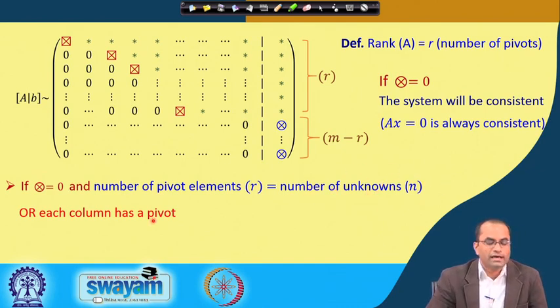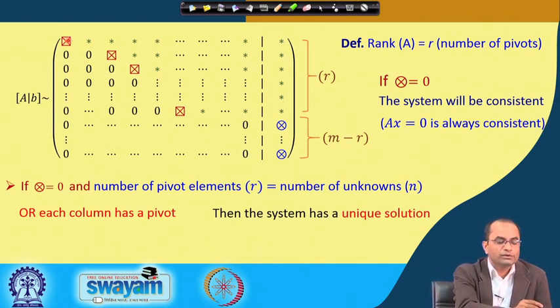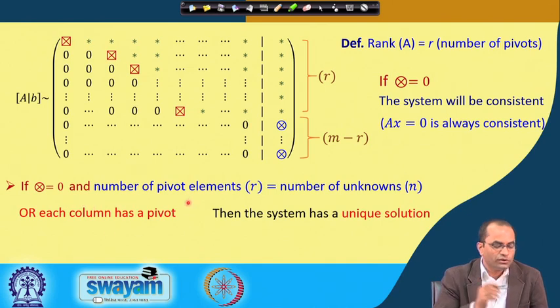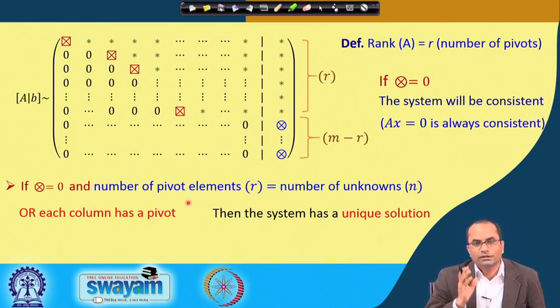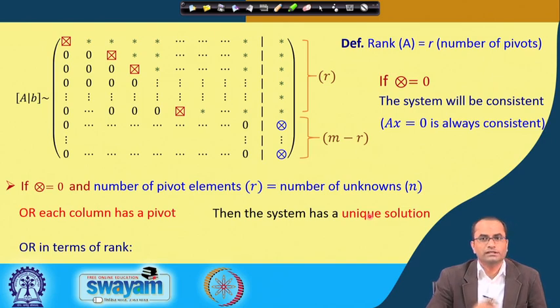So, if each column has a pivot, then the system has a unique solution, because a column cannot have more than one pivot, because of this property that below this everything should be 0. So, each column can have only one pivot, and this number of pivots equal to the number of unknowns means that each column has a pivot, because the number of columns equals the number of unknowns. In that case the system will have a unique solution. We will discuss all these with the help of an example today itself.